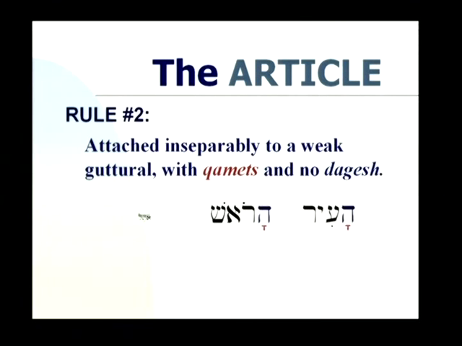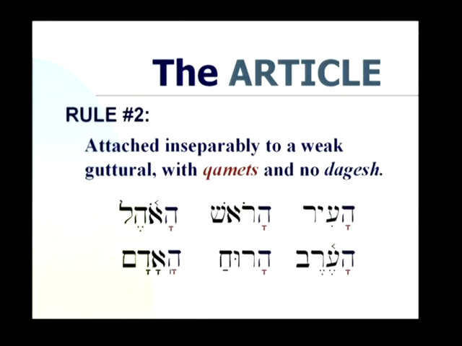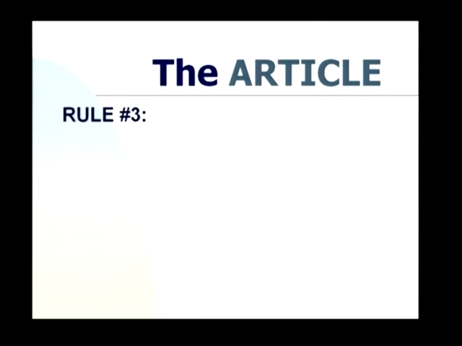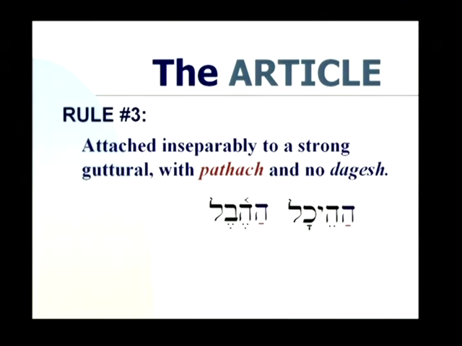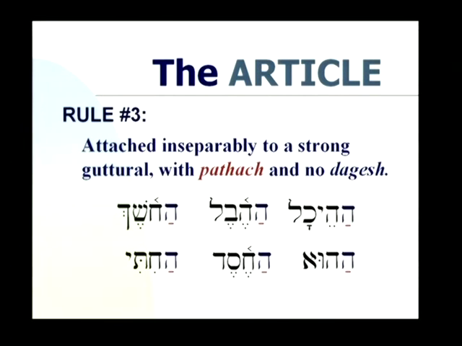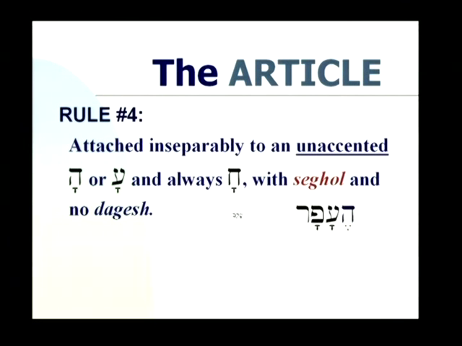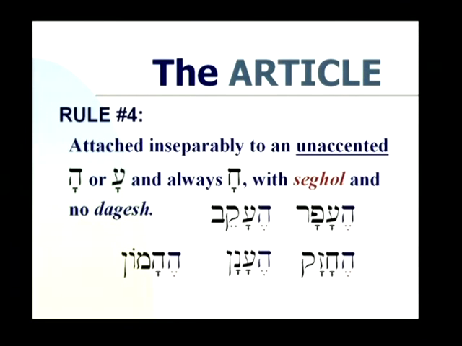So when you get down to these others, you find out that if you have a weak guttural, it's a hey with a qamets. And rule number 3, if you have a strong guttural, it'll be a pathach, and the guttural is doubled by implication. And strong gutturals are the cheth and the hey. That's where we had the question earlier about ha-he. All right? And then we have the rule that if it's attached to an unaccented ha or ah or cha, the hey, aleph, or cheth with the qamets, then it's a segol.